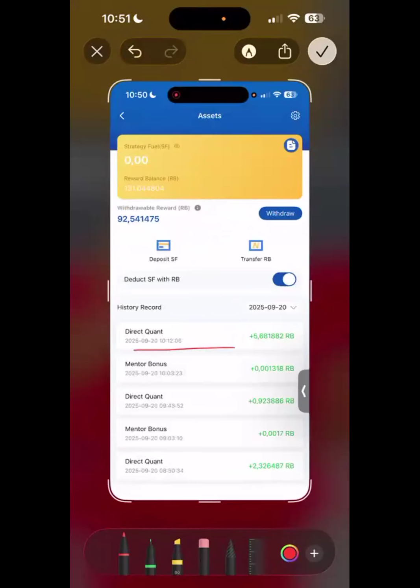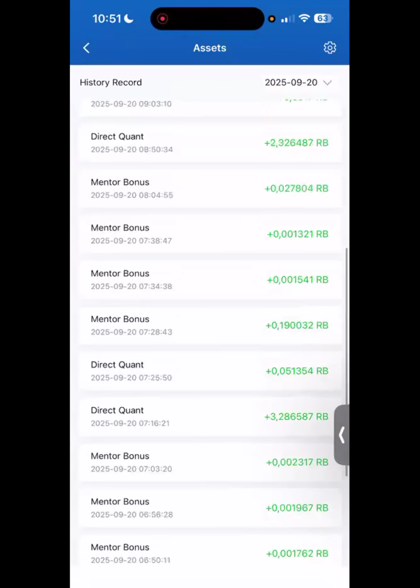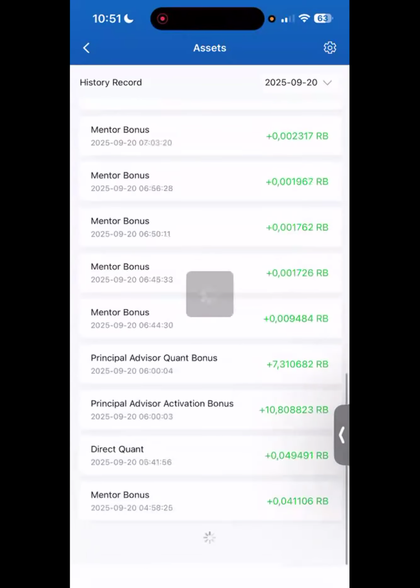So direct quant means one of my downlines, because you earn from indirect activation bonus and also team quantification. Then mentor bonus. So they all sum up to this reward balance you are seeing on my screen. Okay. I hope that is clear.